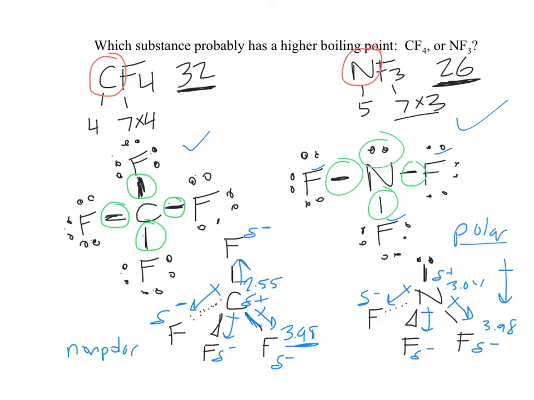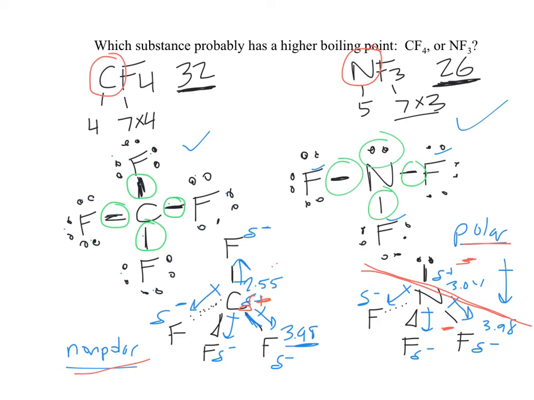Another way to check this, it doesn't always work, but it works often, is if you can draw a line separating all the positive from the negative, so like all the positives on this side, all the negatives on this side, a lot of times that's going to be polar. So this line here, I can separate all my positive and negative, this is polar. There is no line I can draw on this molecule to separate the positive and the negative because the positive is embedded in the middle of this molecule, making it nonpolar.